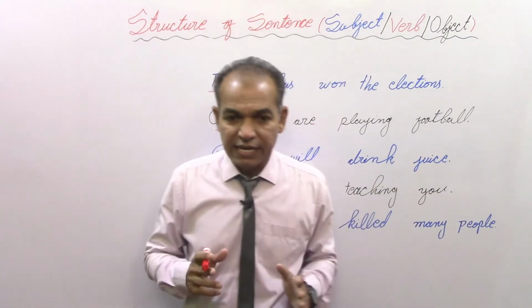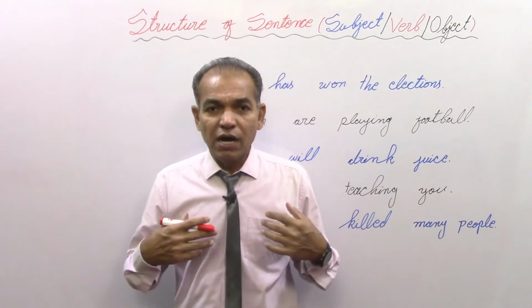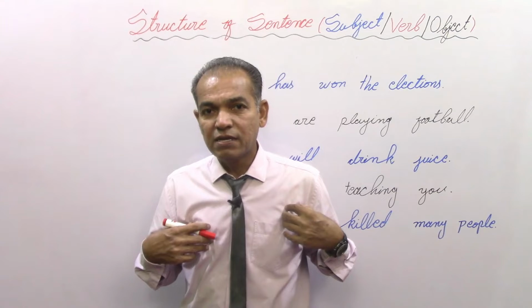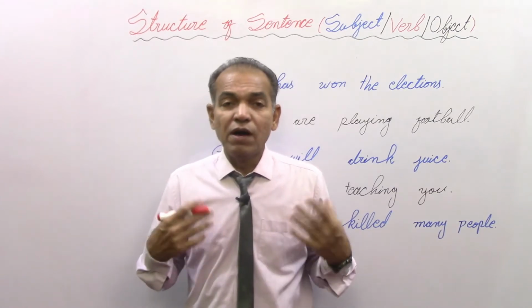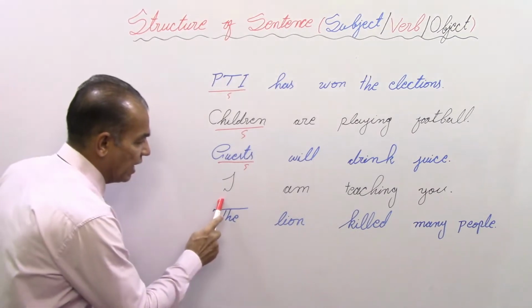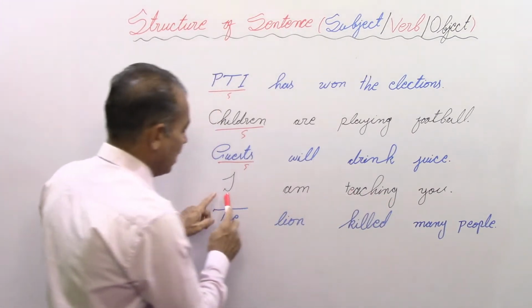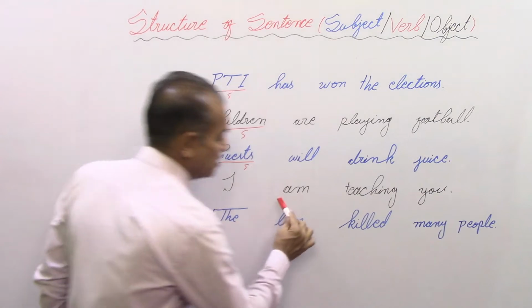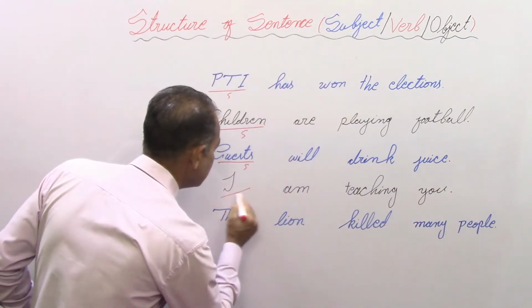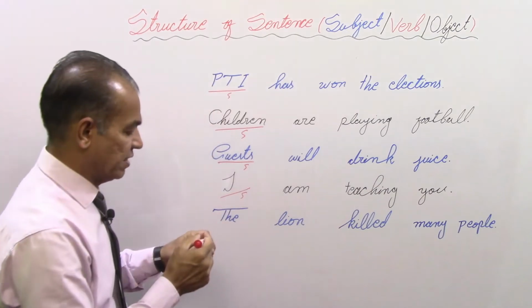So when I say I am teaching you, it means I am telling you something about myself. I am discussing myself. So while I am discussing myself, it means I am teaching you. I is the subject of this sentence, and this is the information which is being provided. So I is the subject of this sentence.